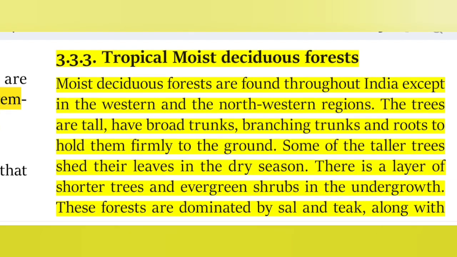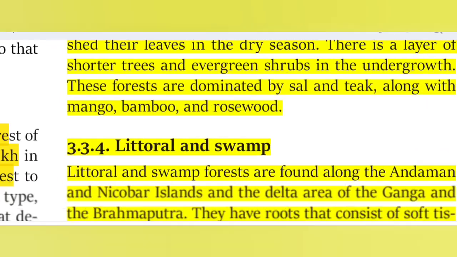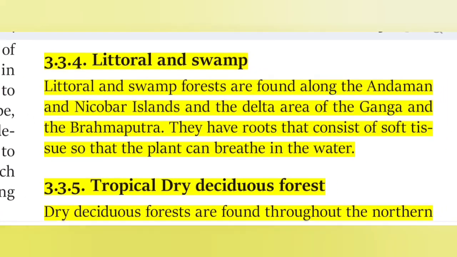Okay, so moist deciduous forests are found throughout India except the western and northwestern region. First point. Second, the trees are tall, have broad trunks, branching trunks, roots to hold them firmly to the ground. Third, some taller trees shed their leaves in the dry season. Fourth, there is a layer of shorter trees and evergreen shrubs in the undergrowth, and these forests are dominated by sal and teak along with mango, bamboo and rosewood. Clear? Next is littoral and swamp.